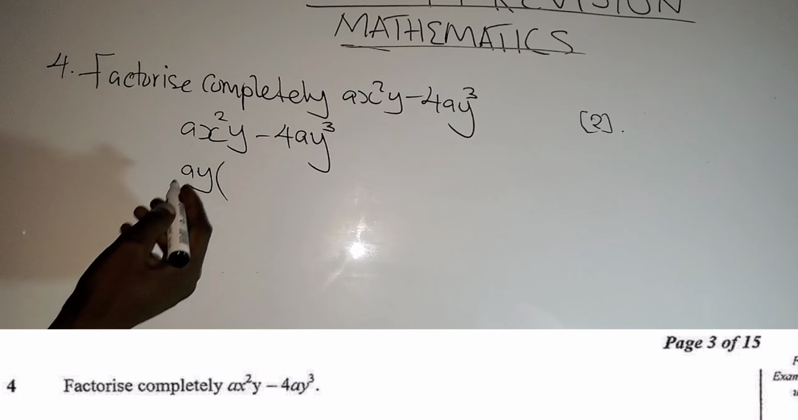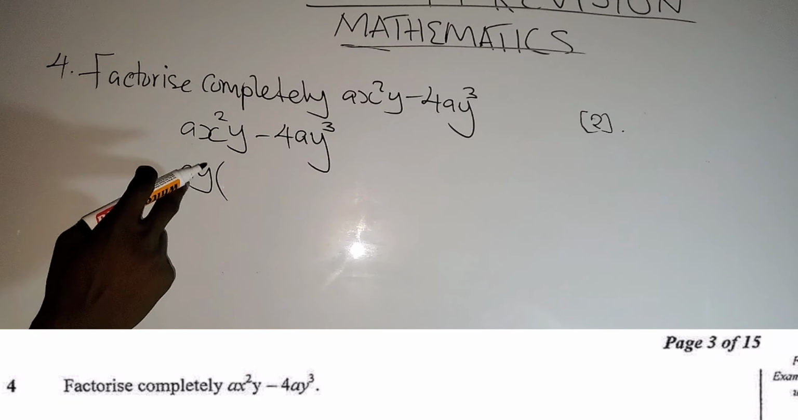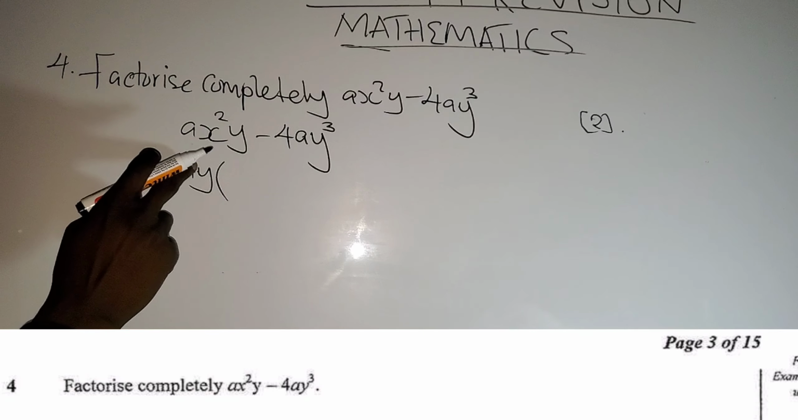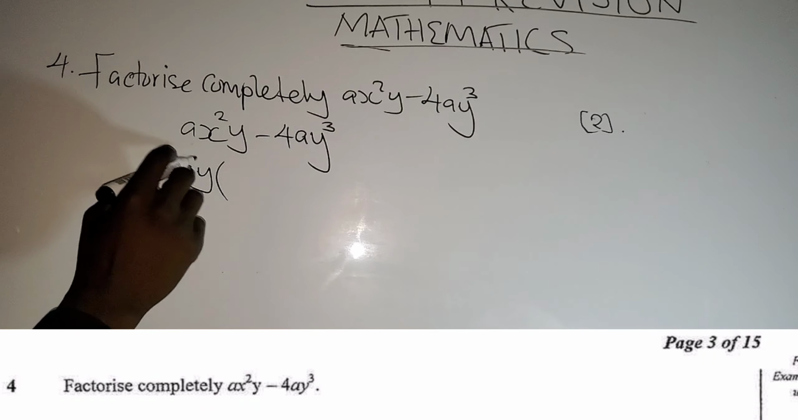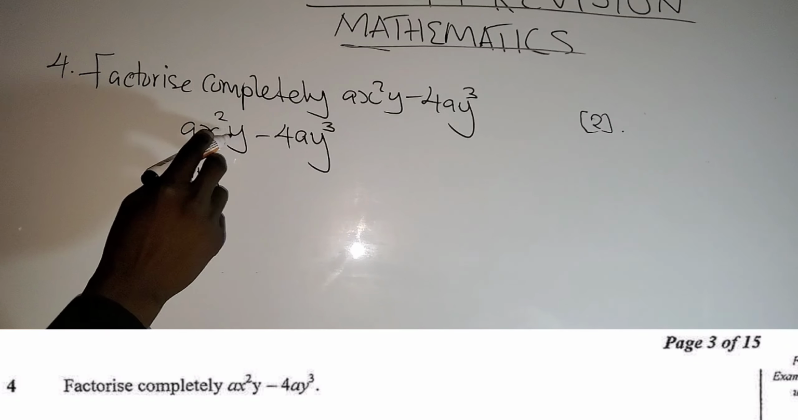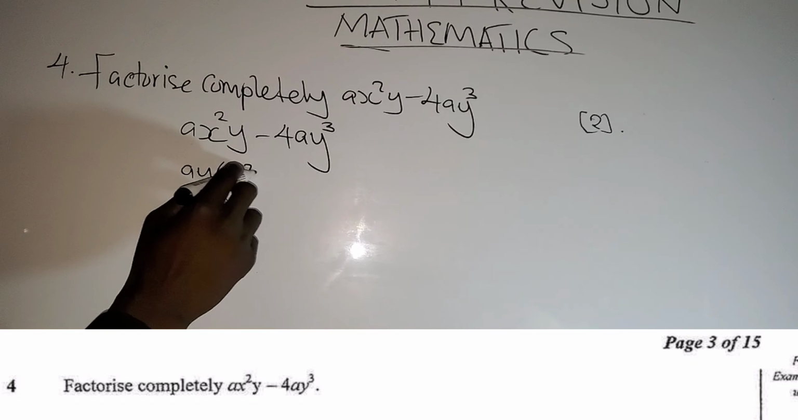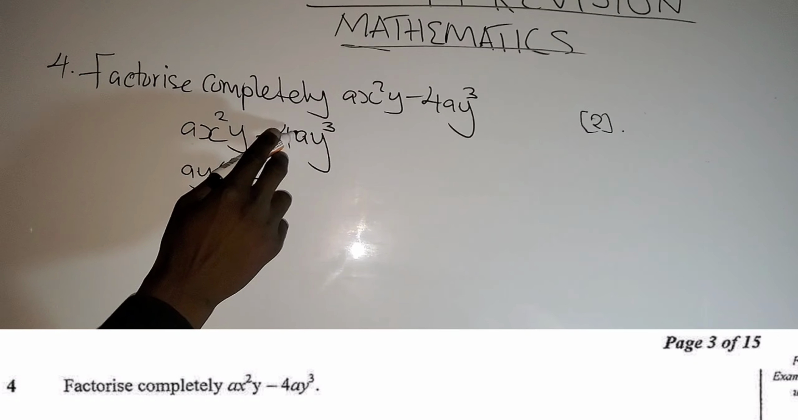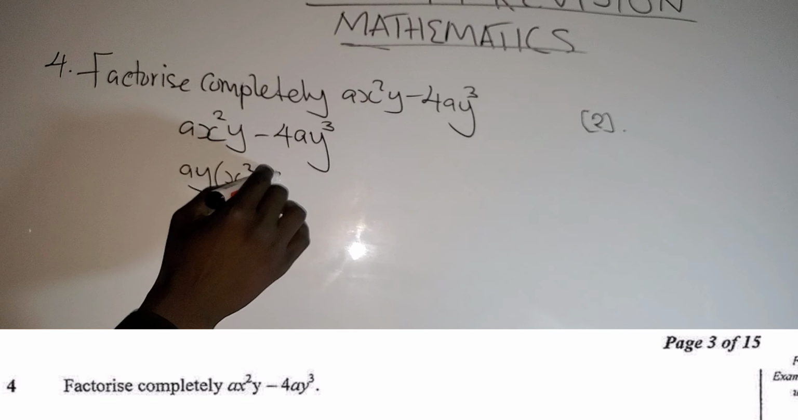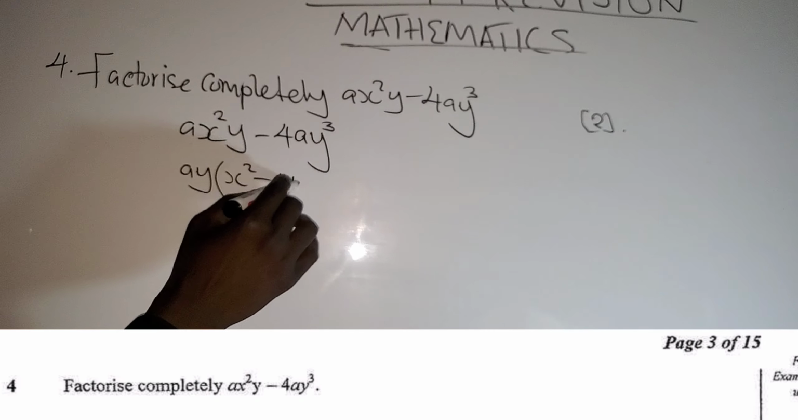So we factorize, a and a will cancel, but don't show that you're cancelling, just cancel in your mind. Then a and y would disappear, remain with x squared minus, a will cancel, y, when you divide y to the power 3 by y, remain with 4 y to the power 2.